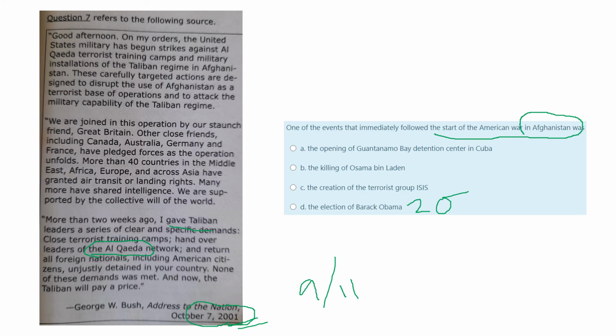Obama became president in 2008. So we can straight away take away answer D. ISIS is a more recent terrorist network. They were there during Obama and later during Donald Trump. They were not during President Bush. So which answer are we going to choose? The opening of Guantanamo Bay in Cuba or the killing of Osama bin Laden?